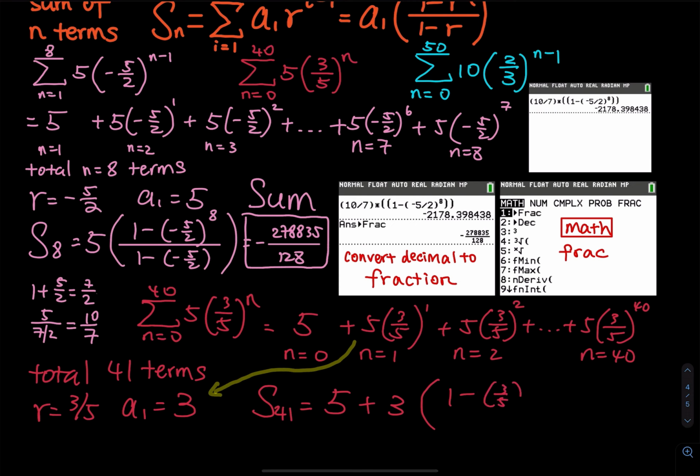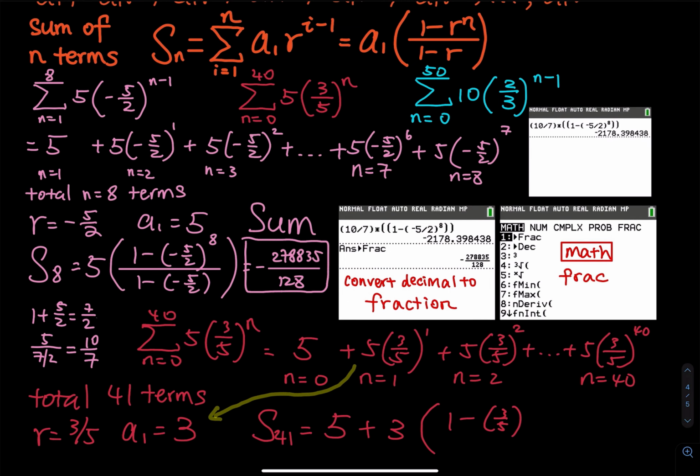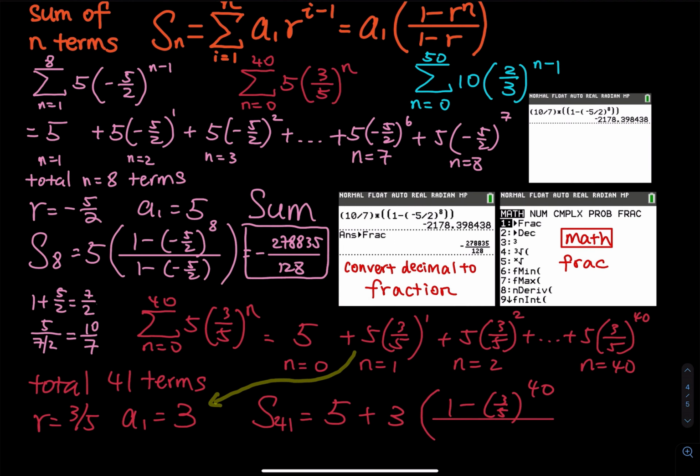3 over 5 raised to what? Raised to the 41 or 40. Raised to the, take a look, nth power. So this is supposed to be a 40. Why? How come this is not a 41? Because we already take the 5 out. It is no longer 41.